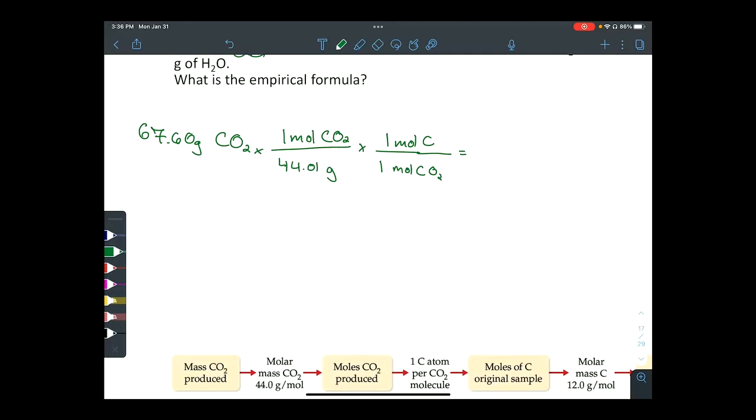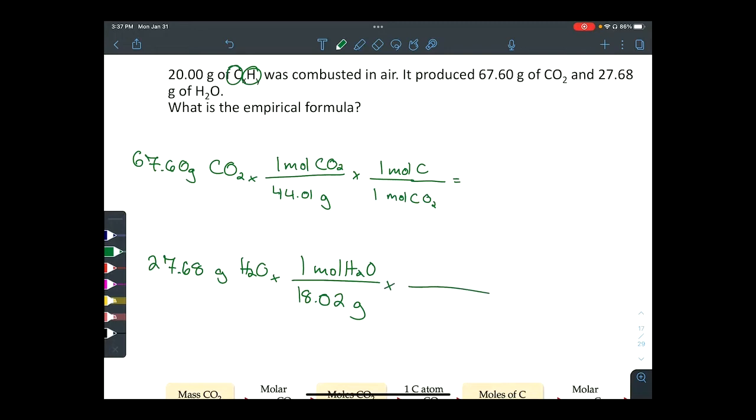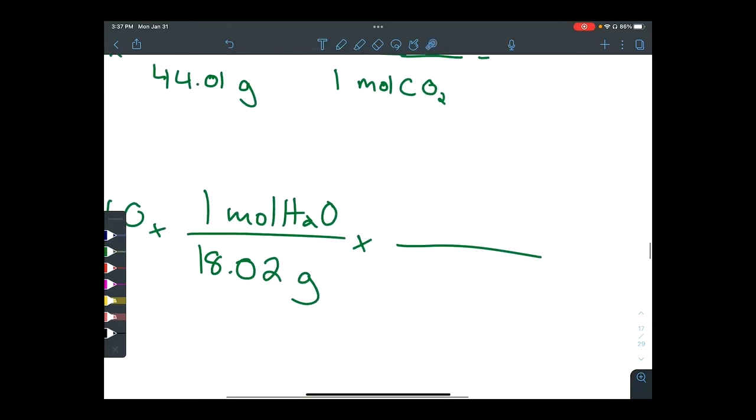So let's do water. How much water do we have? 27.68 grams of water. So we use the molar mass of water here to get moles of water, and that's 18.02 grams is 1 mole of water. Okay, are we in moles of hydrogen yet? No, we're not. So we have to look at the formula for water.